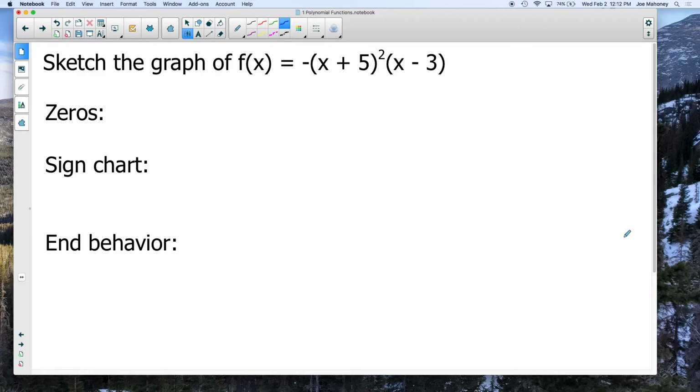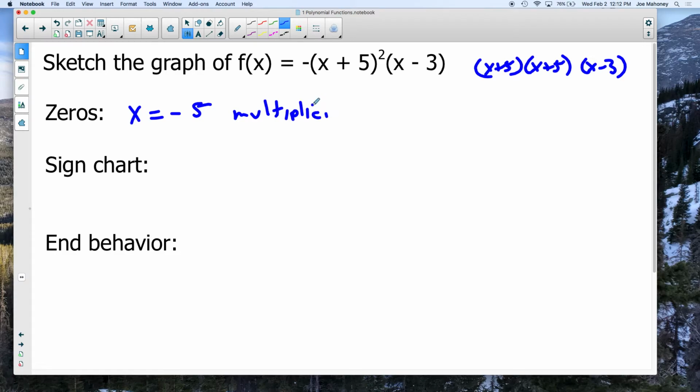All right, let's talk about this. So for our zeros, did you notice that this is kind of like x plus 5 times x plus 5 times x minus 3? There's 2 factors of x plus 5. So what we then say is that the zero is x equals negative 5 with a multiplicity of 2. Multiplicity of 2 means that there's 2 solutions, 2 zeros that are the same. I wonder what that's going to do. There's also another zero at x equals positive 3.